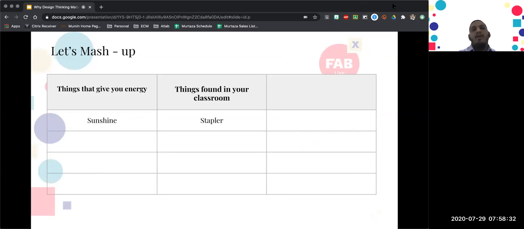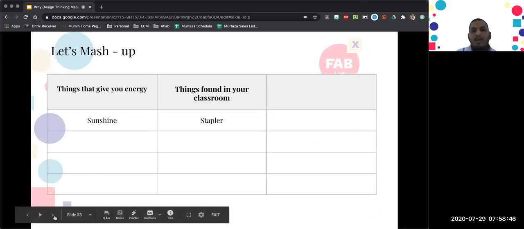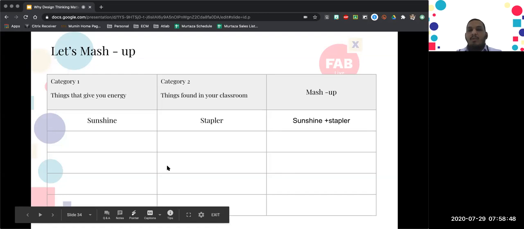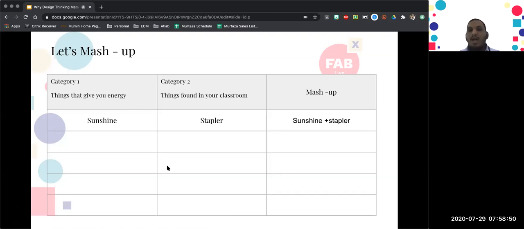Think of a thing which you can find in your classroom, or for now, even what you can find in your surroundings. So one thing which gives you energy and one thing which you find in a classroom, okay? And the way it works is we match these two up. So sunshine and stapler.